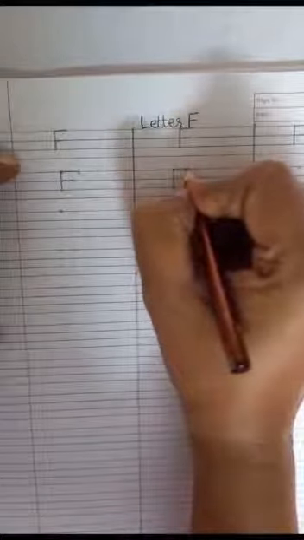Capital letter F. Standing line and two slipping lines. First on red line, second on first blue line. Capital letter F. A standing line starts from first red line to second blue line. First slipping line on first red line, second slipping line on first blue line.